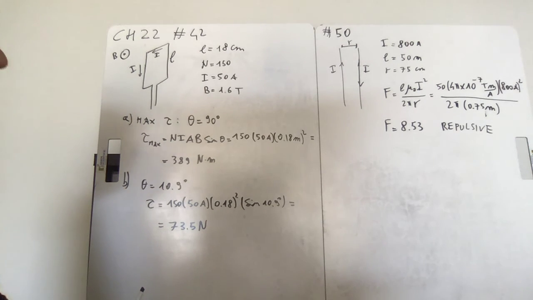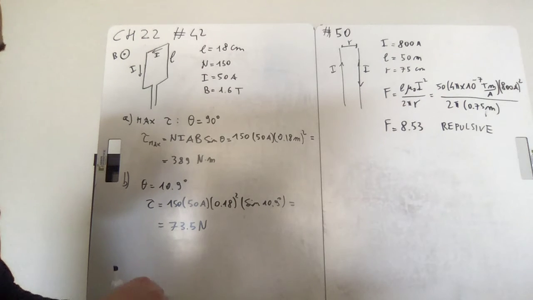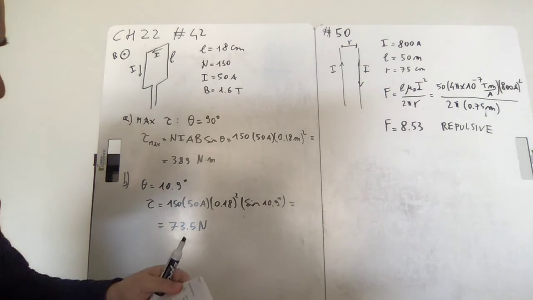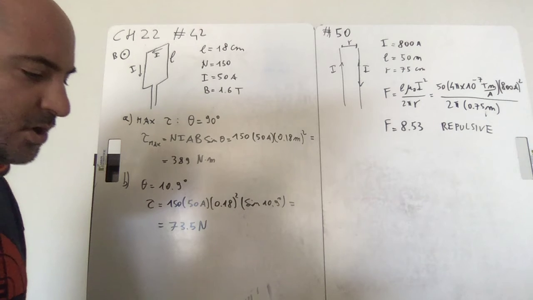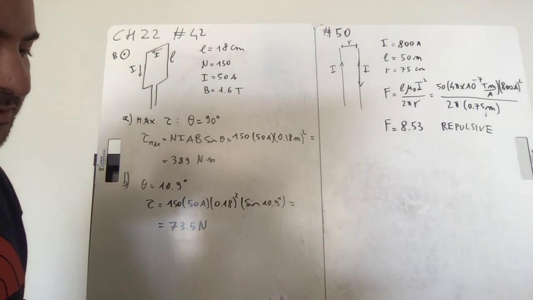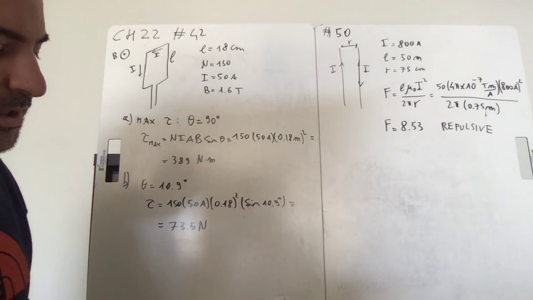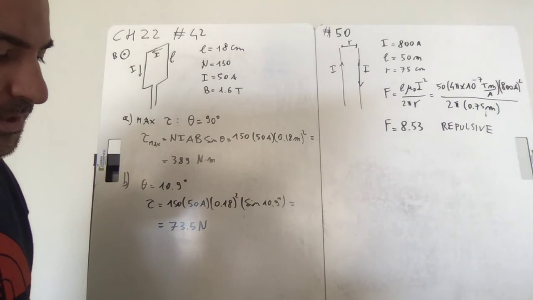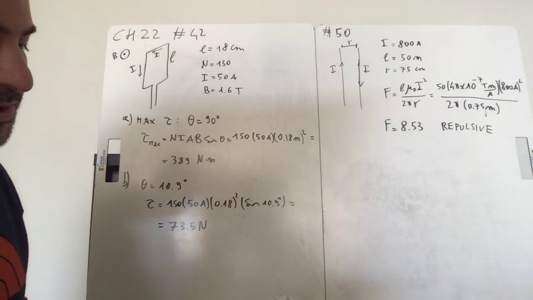The second problem is number 50 on the right over there. It says the hot and neutral wires supplying DC power to a light rail commuter train carry 800 ampere, and they are separated by 75 centimeters.